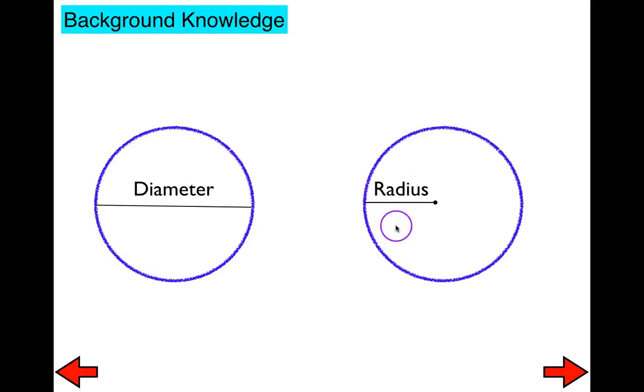And radius is going to be something that you need to make sure you understand because we're going to use radius in our formula. Please do not confuse a radius for the diameter. Again, diameter is the full length. Radius is just half the length of a circle.